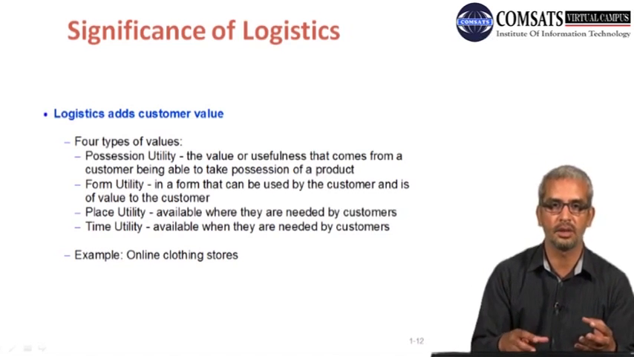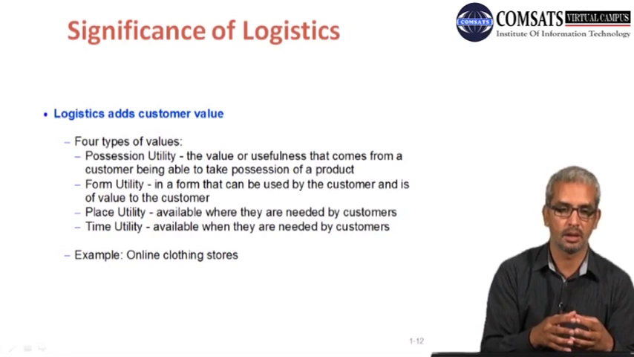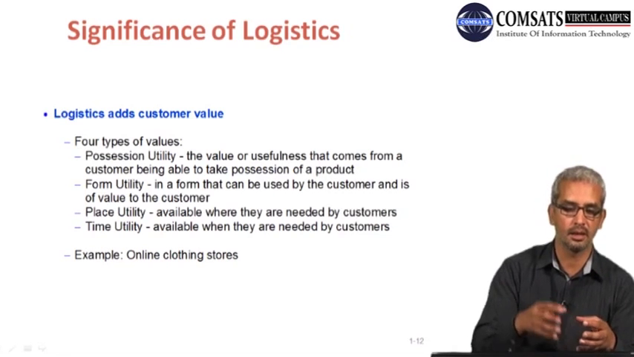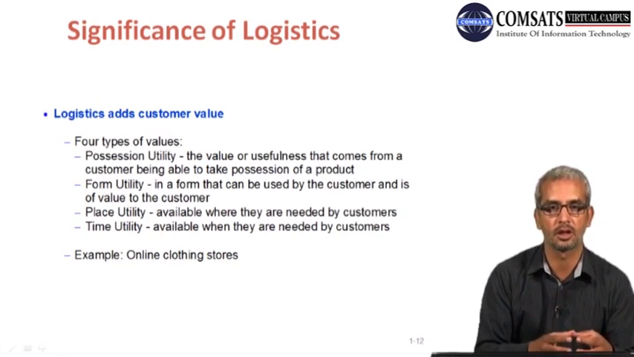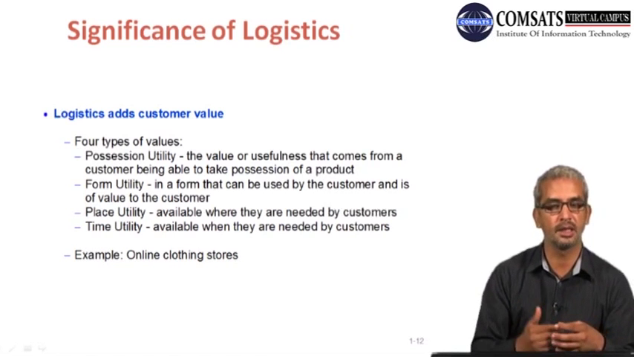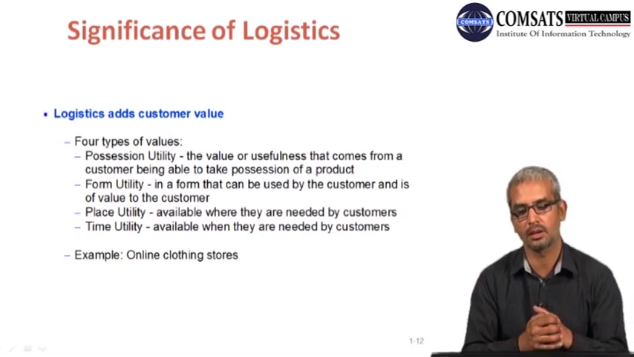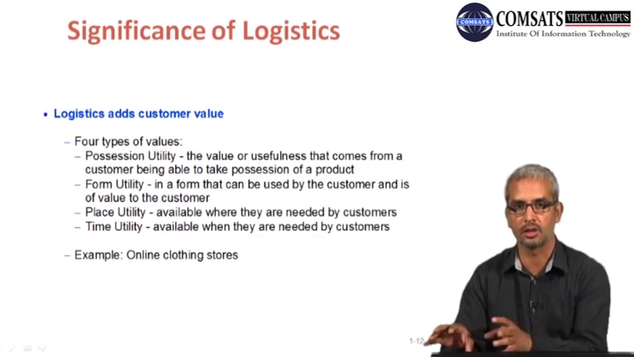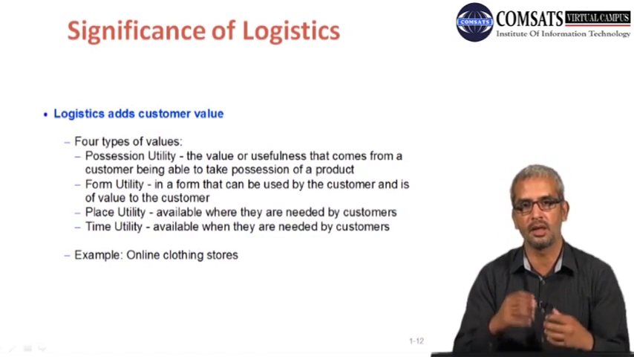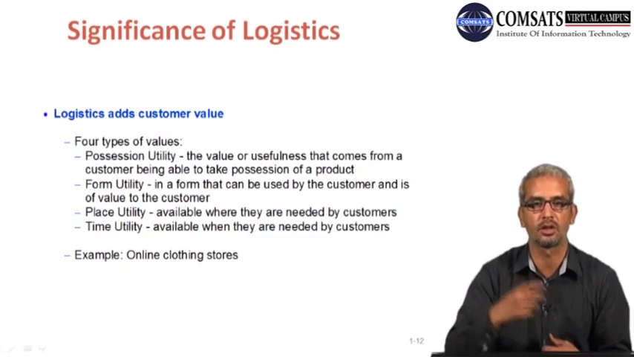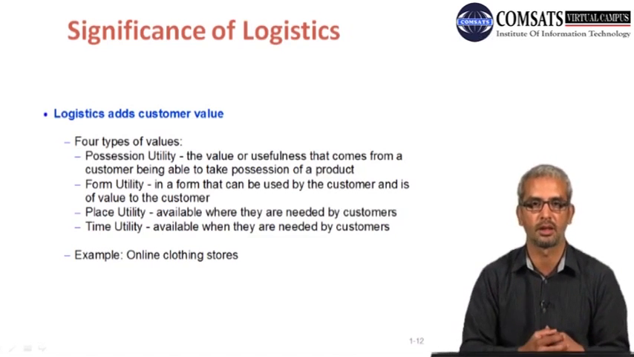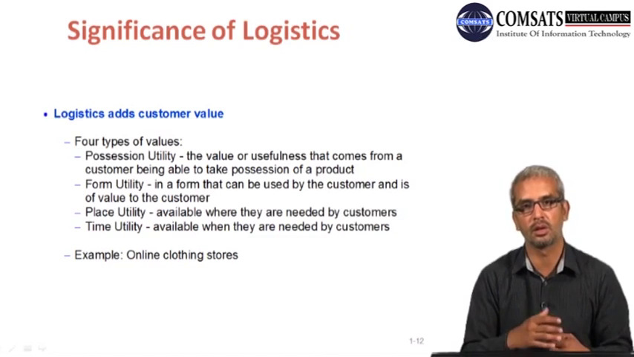Right? Possession value is created by marketing or sales, and form value is created by production or manufacturing. Then there is place value, that the product is available where the customer needs that product, the location. The product is available at the location where the customer wants it, where the customer asks for it. That is place value or location value.